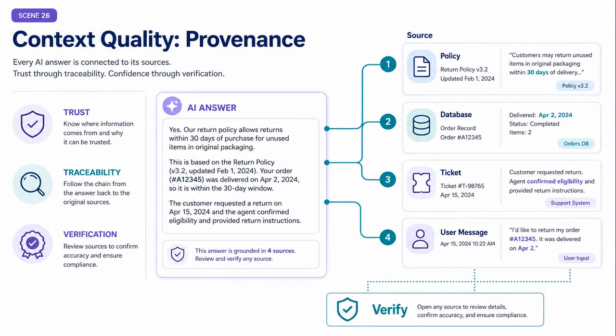Now let's look at context quality, provenance. Provenance means knowing where information came from. Business AI should know the source of important facts. Was it from a policy document? A database record? A customer ticket? A user message? Source tracking improves trust. It also helps humans verify the answer.